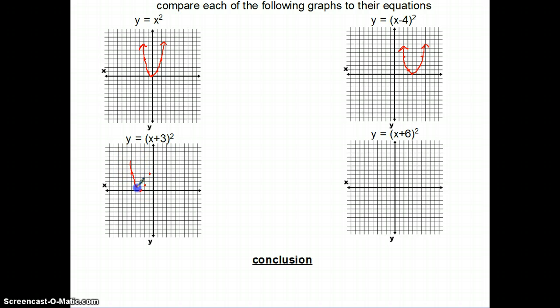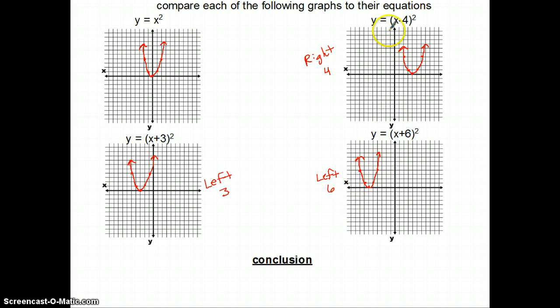Connecting the dots, I see that it's very similar to my original, except it's been shifted to the left 3. And last, again, very similar, except I am shifting my graph to the left 6 units. So you might notice, just like I shifted my graph vertically on the last slide, I am now shifting it horizontally on this slide. Here I shifted it to the right 4 units. Here I shifted it to the left 3 units. And here I shifted it to the left 6 units.